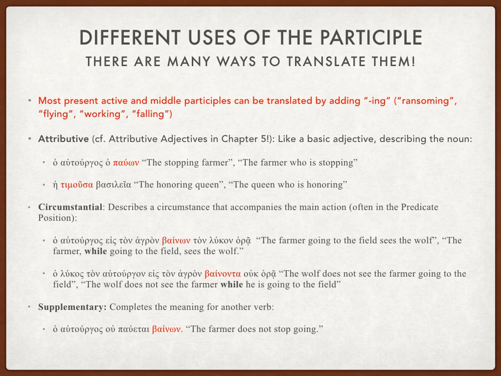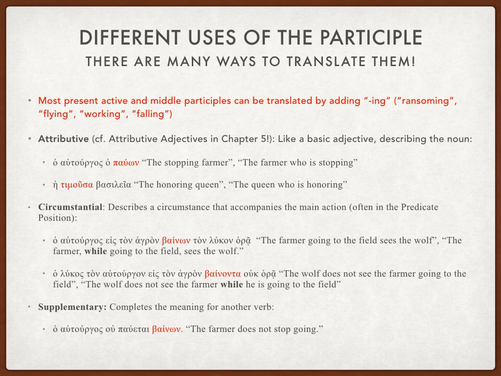Let's take a look at the first one underneath this bullet point. I'm going to read the Greek for you first. Ho autourgos eis ton agron baínōn, there's my participle. Remember, ōn is the nominative ending. Ton lukon horā. So, baínōn is my participle, and right away when I see a participle in a sentence, the first thing I want to do is find out who it is describing, because participles are adjectives at their heart. Well, I know from the previous chart that baínōn, that ōn ending, is masculine, nominative, and singular.